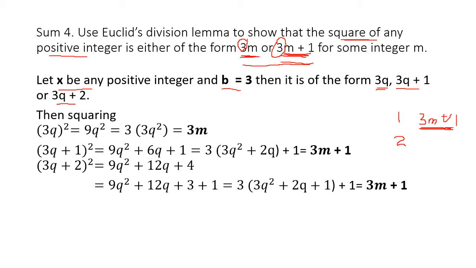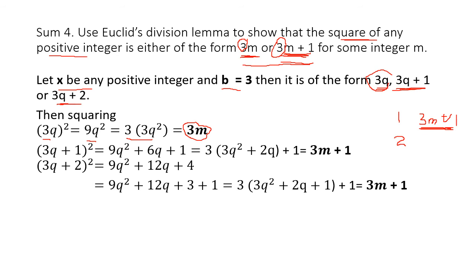If it is a multiple of 3, it will be 3q, others it will be 3q plus 1 or 3q plus 2. So these are the positive integers we have. Now when we square them, first case let us take this 3q, square 3q. So when you square 3q, you get 9q square. I have taken the 3 outside the bracket, so it can be written as 3 into 3q square, and 3q square called m, so it became 3m. So if the number is 3q, then the square of the number is in the form 3m.